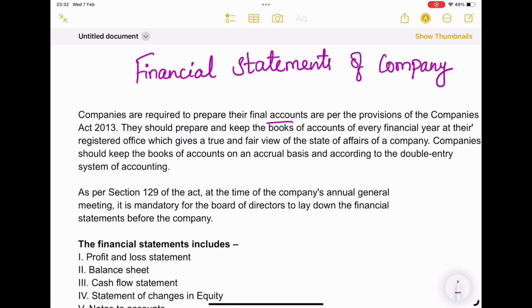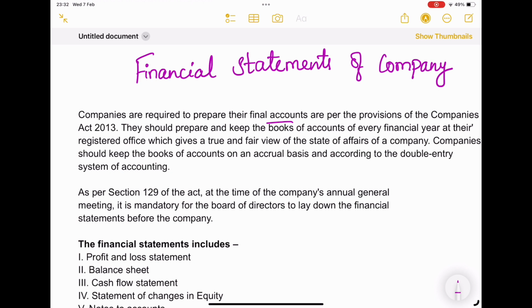Next, the double entry system. Double entry system is nothing but each transaction will have a debit as well as a credit. So why are we preparing financial statements? We could just keep a bookkeeping format only, right? We can mention all the incomes on one side and expenses on one side, right? Why do we need to prepare a financial statement?